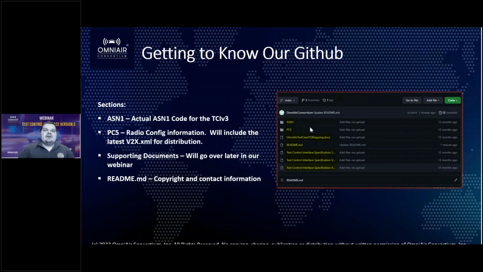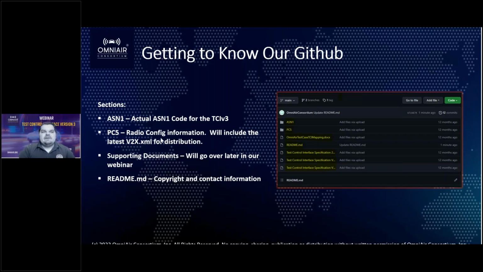Next, getting to know our GitHub. We looked at this before in the last slide, but I have separated it into a few sections. The first section is ASN.1, or ASN1 as it is on the GitHub itself. This is the actual ASN.1 code for TCI version 3.